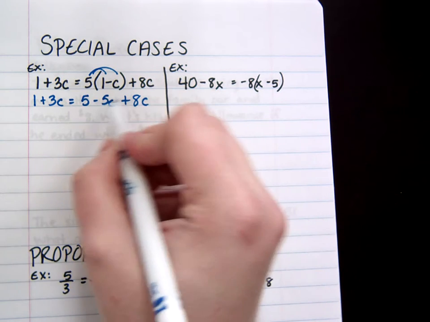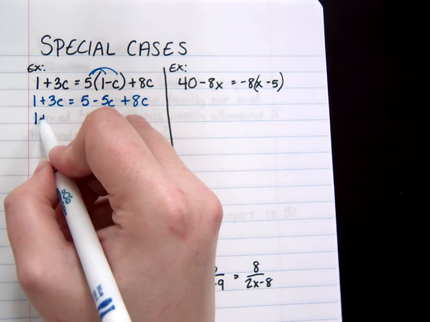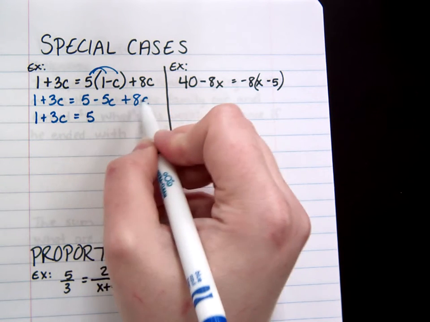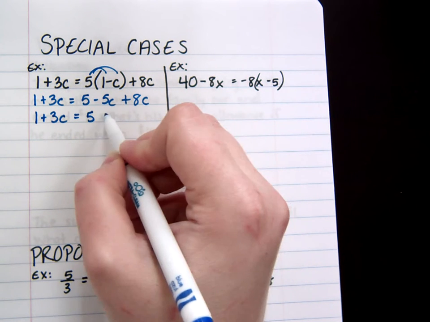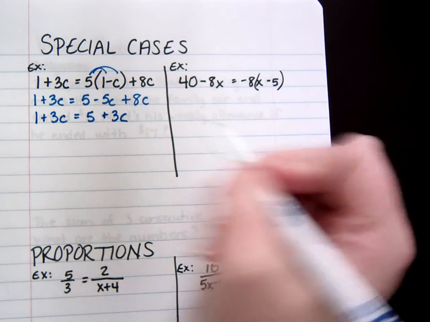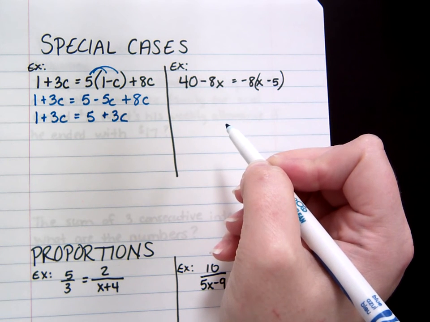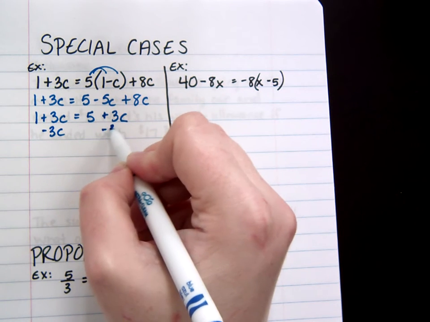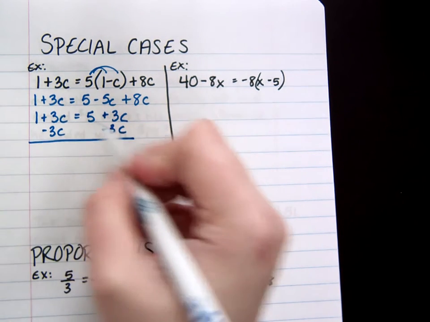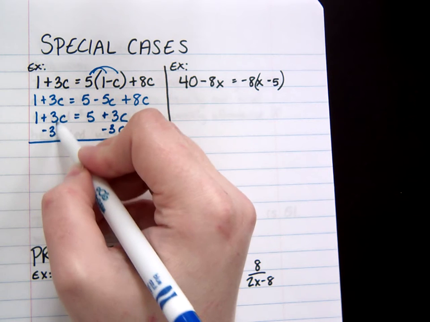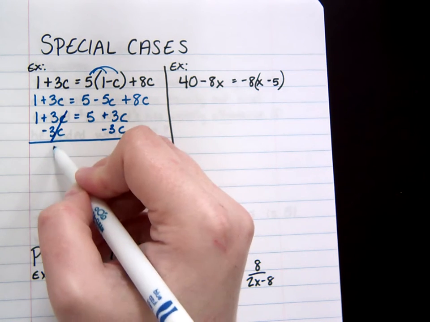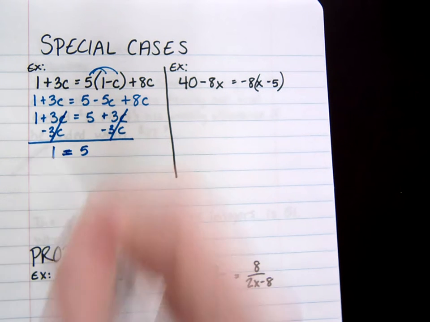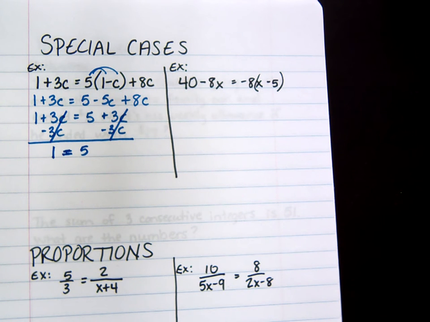I'm going to simplify the right side. So I'm going to bring down the left, and over on this side I can combine my c's. Negative 5 and positive 8 give me positive 3c. Now we move our variables to one side, so I'm going to move my 3c over by subtracting 3c from both sides. But what happens here is 3c minus 3c over here gives me 0, and I've got 1 left over. Same thing over here, except it's a 5 left over. So I have a statement that says 1 is equal to 5.